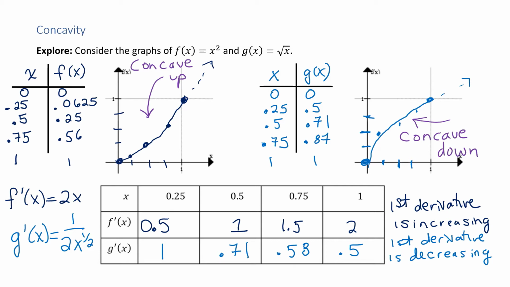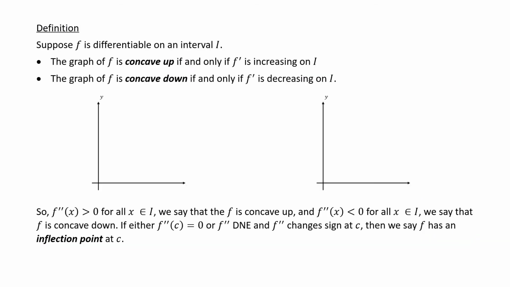Now we can define concavity. Definition. Suppose f is differentiable on an interval I. The graph of f is concave up if and only if the derivative is increasing on that interval, and the graph of f is concave down if and only if the derivative is decreasing on that interval. The point where concavity changes directions is called an inflection point.